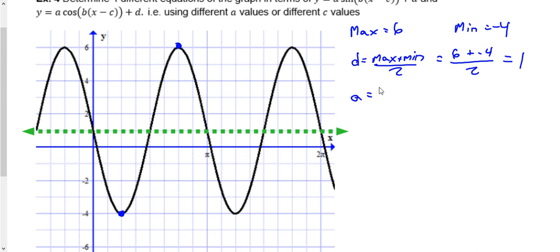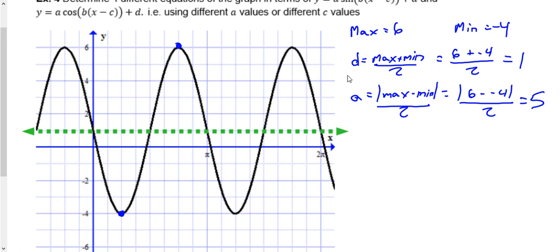So amplitude is equal to absolute value of max minus min divided by 2. There we go. So here we have absolute value of 6 minus negative 4 all divided by 2. That's 10 over 2, which is just 5. So that means from our vertical displacement, are you 5 away? Well, we're at 1 here going all the way down to negative 4, that's 5. 1 here going all the way up to 6, that's also 5. So yes, our amplitude definitely works.